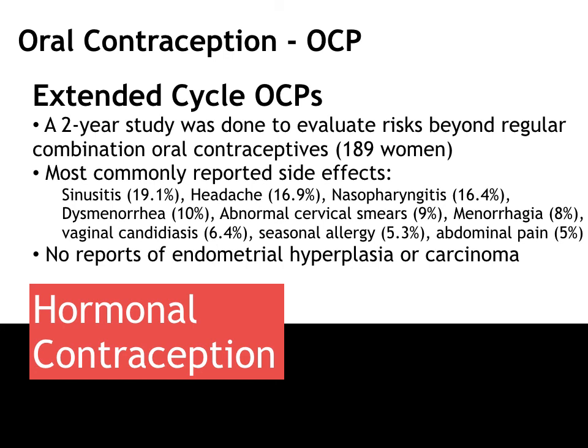For this type of birth control, there was a 2-year study done to evaluate the risks beyond the regular type of oral contraceptive. This was 189 women. This reports some of the more common side effects that we're seeing. They didn't find any reports of endometrial hyperplasia or carcinoma, which you could potentially be worried about with delayed or longer cycles. So that was good to see.